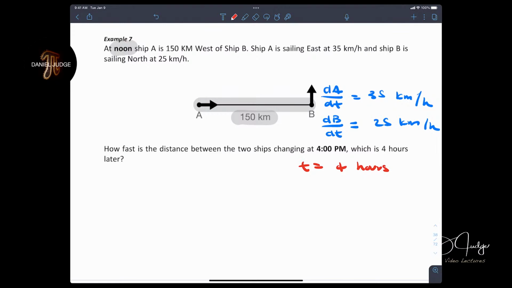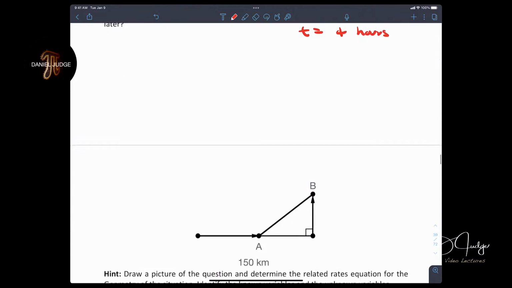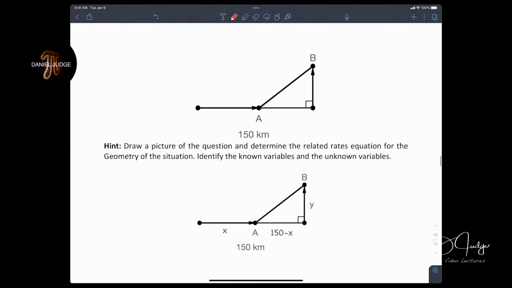Now remember, like the last example, we want to draw a picture of the geometry. So here's what we're going to have to relate here. Here's the hint: draw a picture of the question and determine the related rates equation for the geometry of the situation. Identify the known variables and the unknown variables. So this is at 4 hours later, by the way.